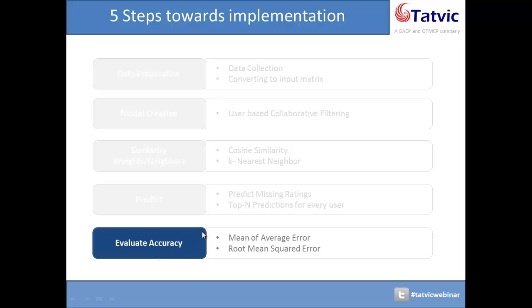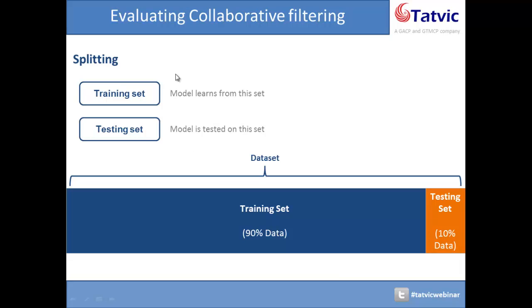So let me talk about the evaluation of the recommender model. In order to evaluate the recommender model, we need to split the original data set in two parts, so we can create the model on the first part and test on the other part. The first part is the training set, which represents 90% of the original data set, and the second part is the testing set, which represents 10% of the original data set. The model will be created based on the training set, and it will be evaluated on the testing set.